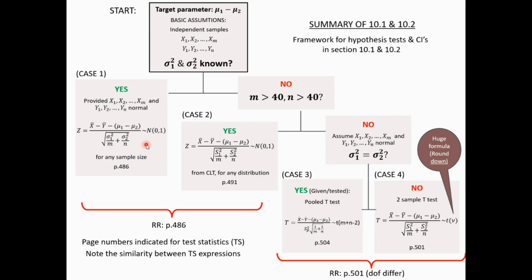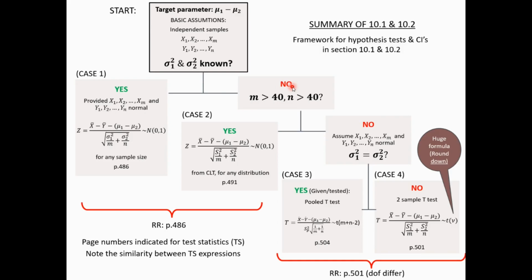Once we had that, I mentioned this would be your pivotal quantity for a confidence interval, and for a hypothesis test, you'd replace mu1 minus mu2 with whatever value of delta 0 you have. That's your null value.